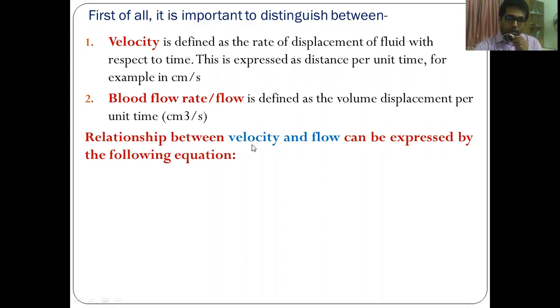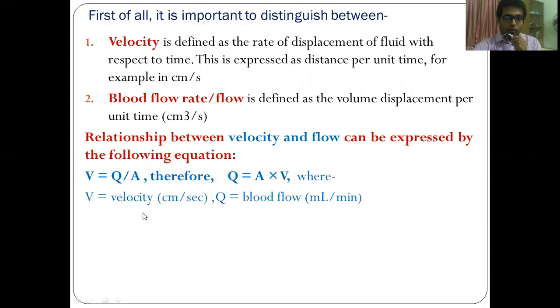The relationship between velocity and flow can be expressed by the following equation. Velocity V is equal to Q divided by A. Therefore, Q is equal to A into V, where V is the velocity that is expressed in centimeter per second, Q is the blood flow rate, that is milliliter per minute, and A is the cross-sectional area that is expressed in centimeter per second.